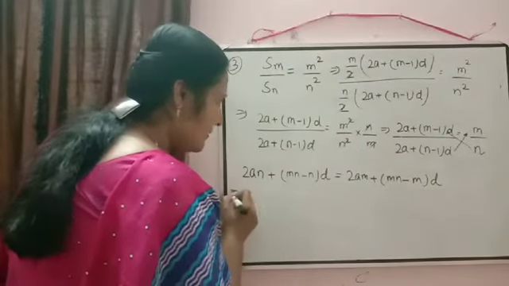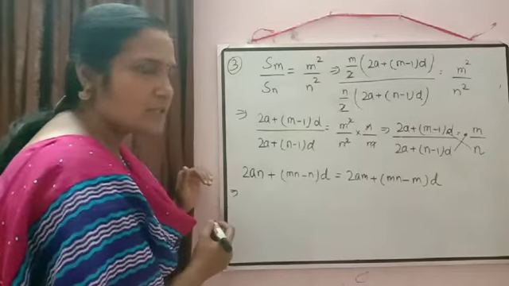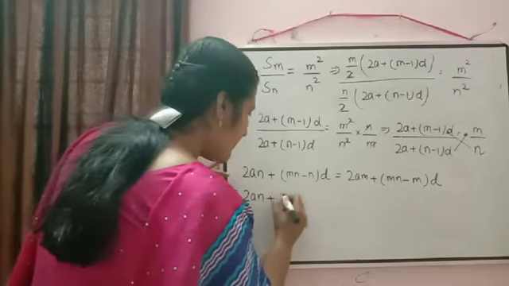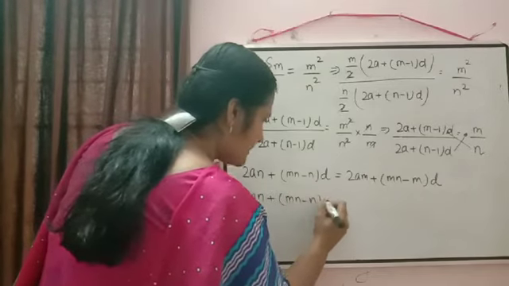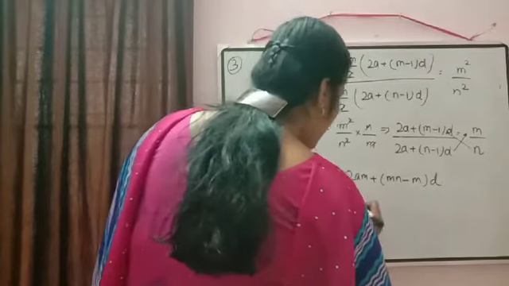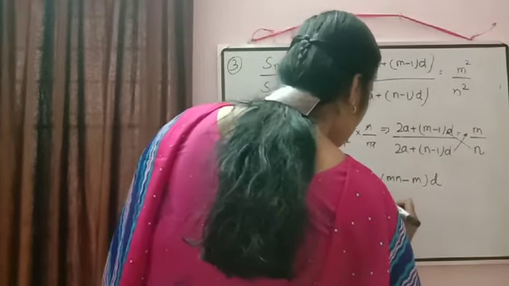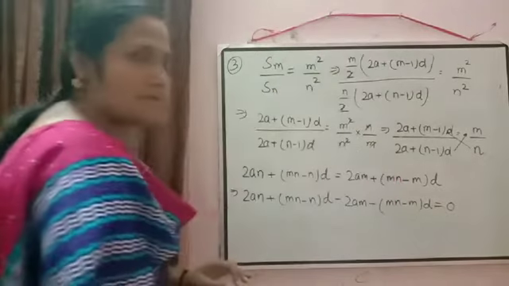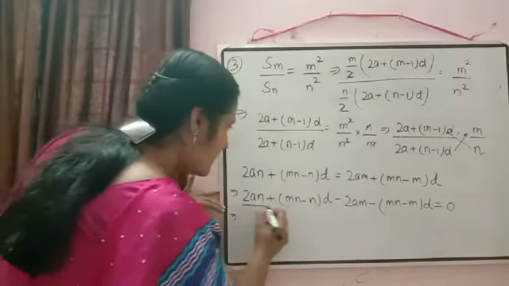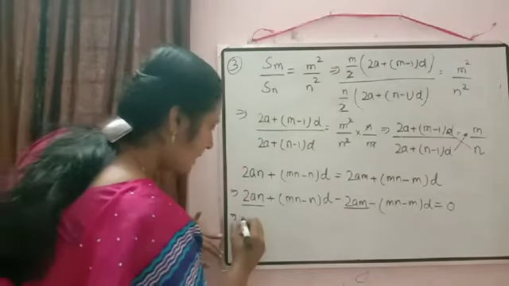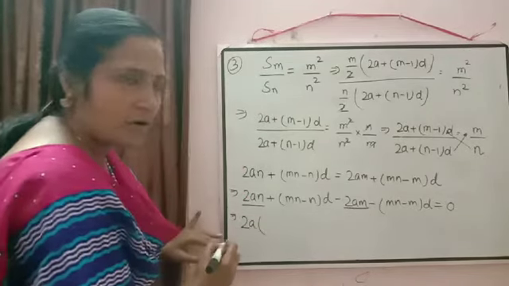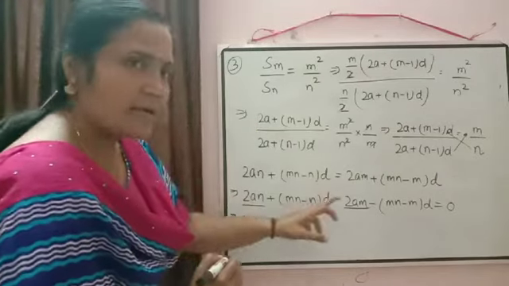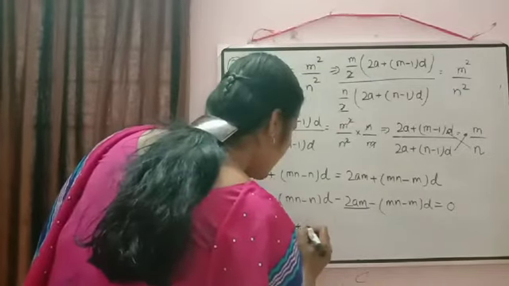Now as we did in the previous question, we can shift all the expression to left hand side. Then it will be 2an plus mn minus n into d minus 2am minus mn plus m into d is equal to 0. Now just to check anything common here. Yes, from these two terms what we can take common? 2a taken common. Then inside the bracket what will remain? n minus m. Correct?